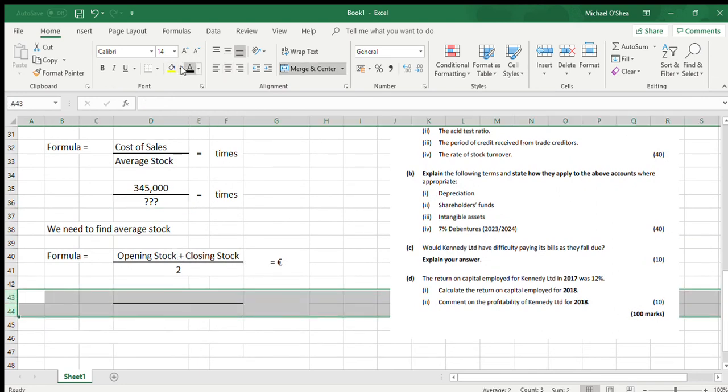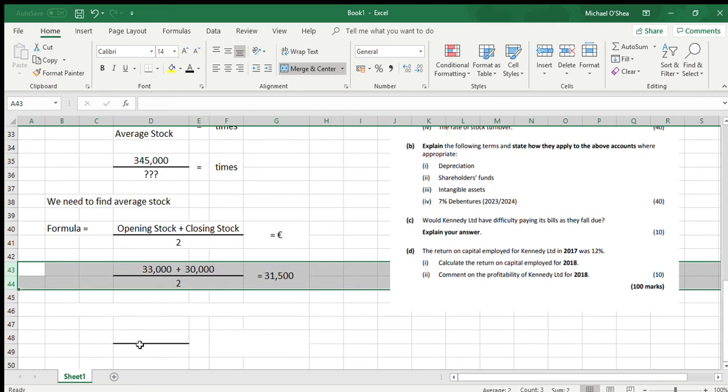Nice and easy. I'm literally just filling it in. As long as you know the formulas, this is quite easy. Opening stock is 33,000, closing stock is 30,000, divided by 2 is 31,500. Now that's my answer for what? That's my answer for average stock, which was my missing figure up here. So 345,000 was my cost of sales. My average stock we now know to be 31,500, and my answer is going to be in times.